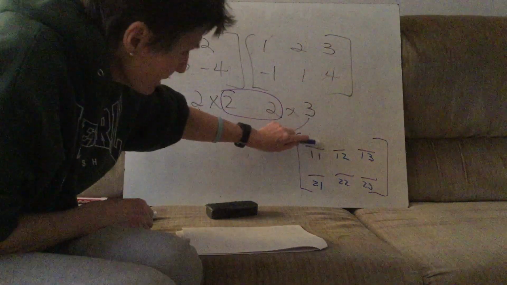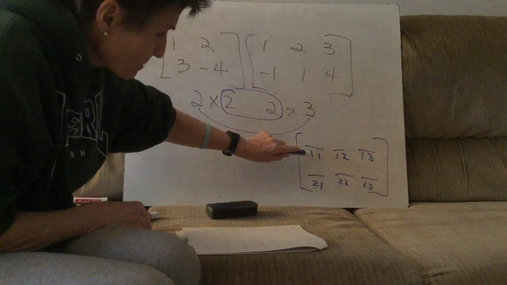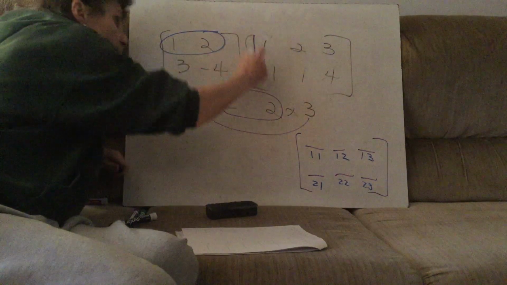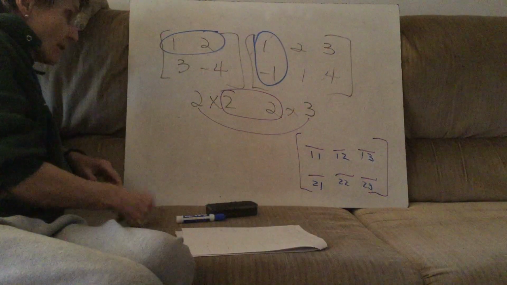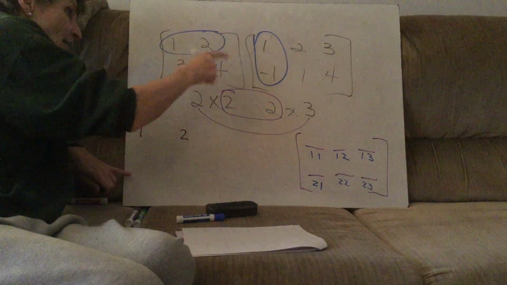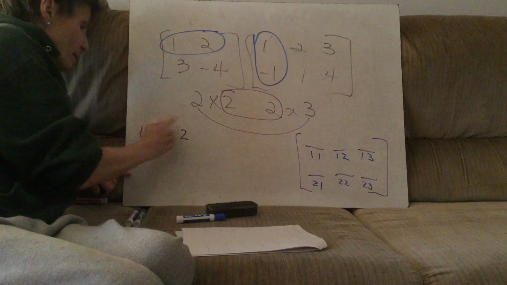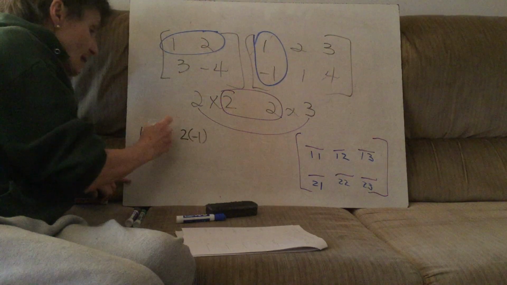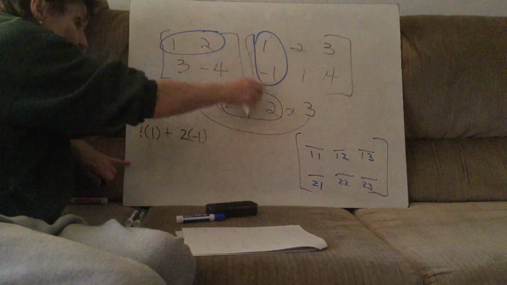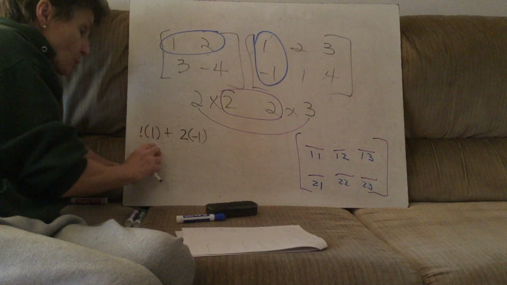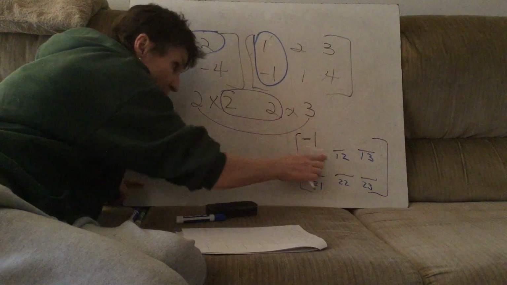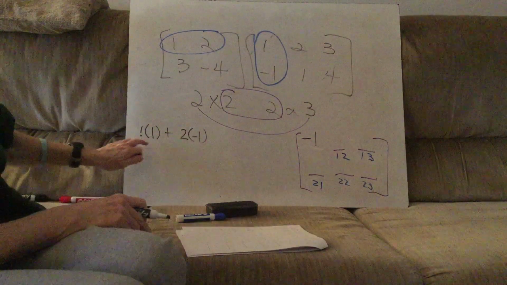So, this guy right here says multiply row 1, column 1. So I write down the numbers in row 1, 1, 2. And then I write down the numbers in column 1, 1, negative 1. And then I multiply the pairs and add them up. So 1 times 1, 2 times negative 1, add them up. So that's 1 minus 2, that is negative 1. So the number that goes in that spot is negative 1.